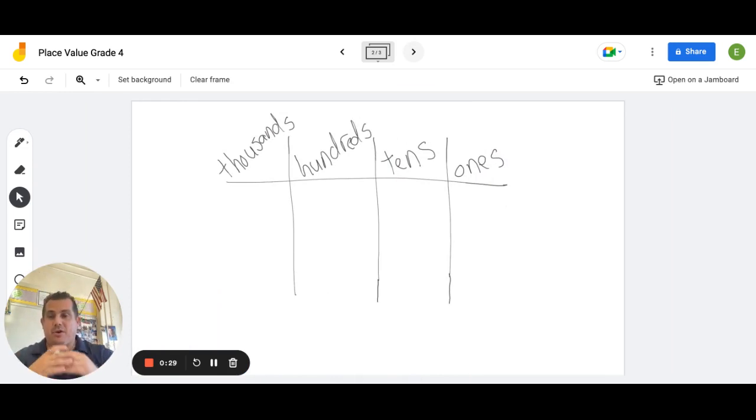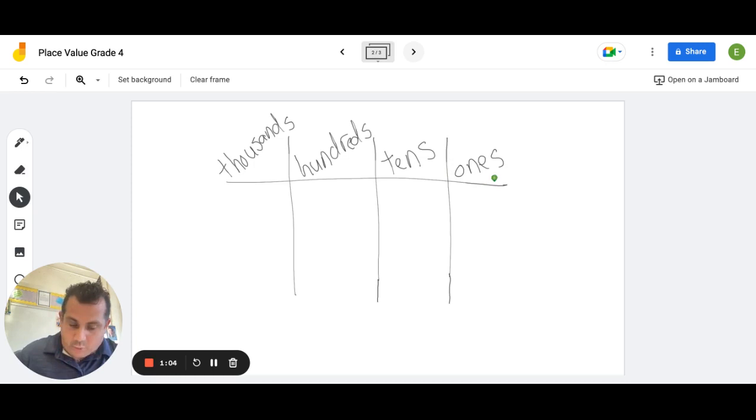So, I want you to take a look right here. Here we have our place value chart. As you can see, we have our ones place, our tens place, our hundreds place, and our thousands place. It is extremely important that you know your place values and that you're able to label them if you're given a blank one.